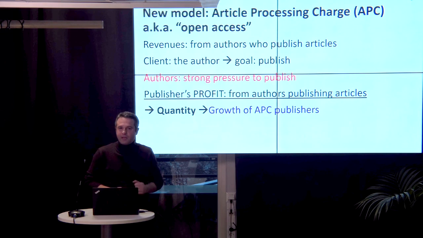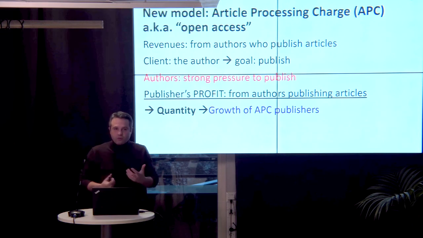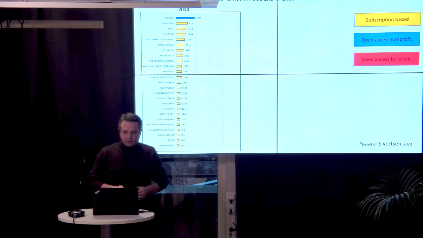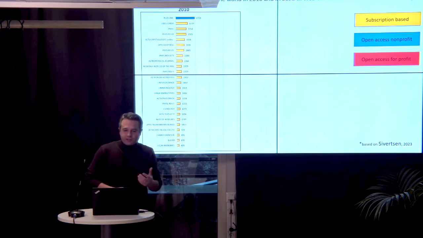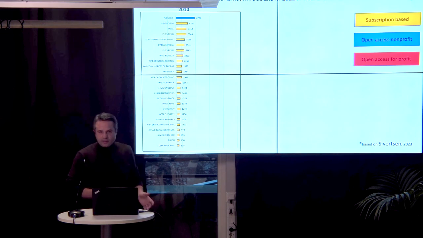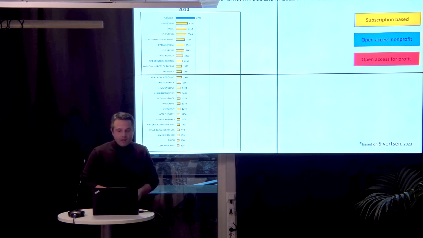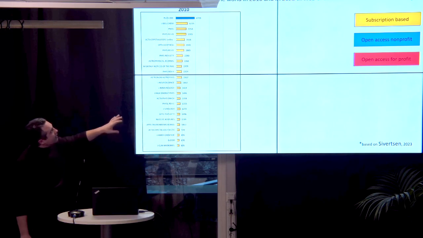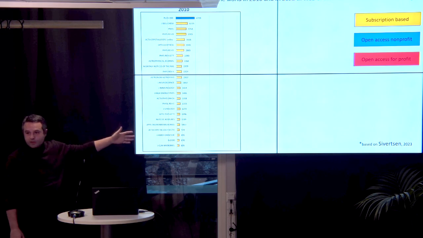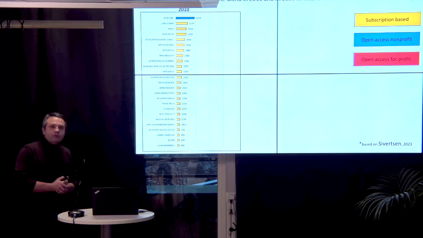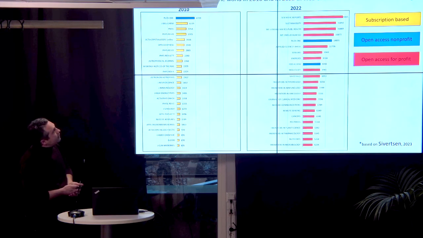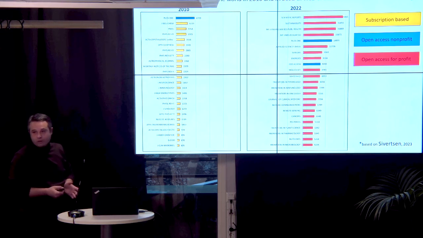So, of course, we observed a huge increase in the quantity of articles published and the growth of APC publishers. Let me show you a picture developed by Gunnar Svertsen: the evolution of the largest scientific journals in the world between 2010 and 2022. This is the situation in 2010. They are all subscription based except PLOS ONE, which is a non-profit open access. How would it look 10 years after? It looks like this. They are all open access for profit.